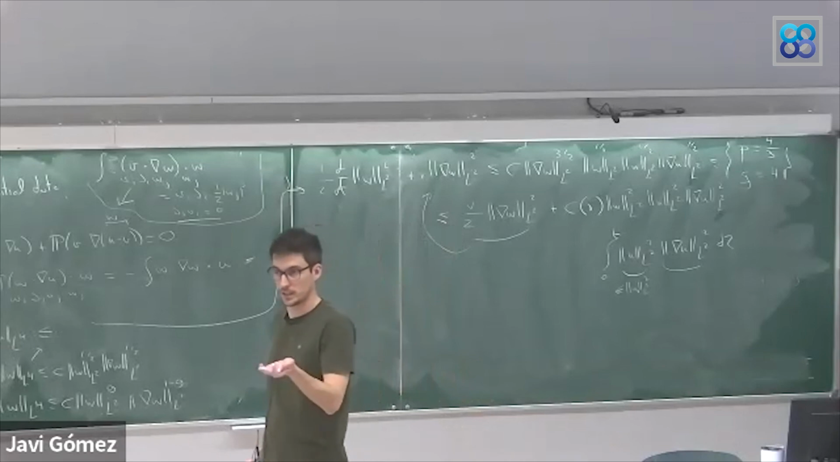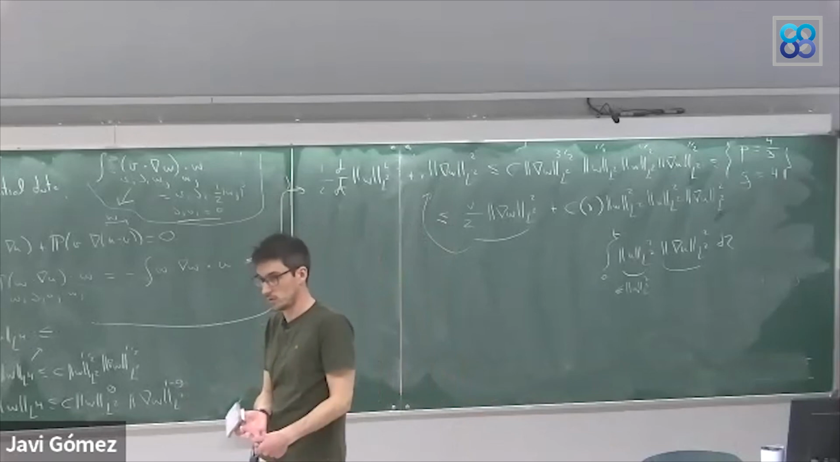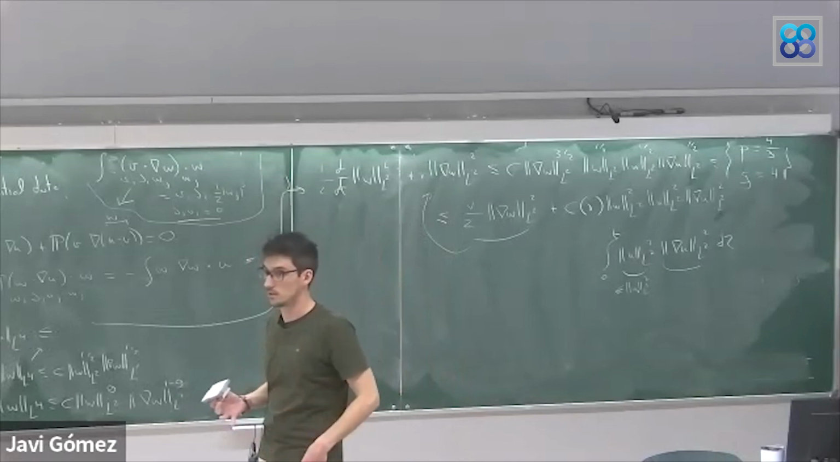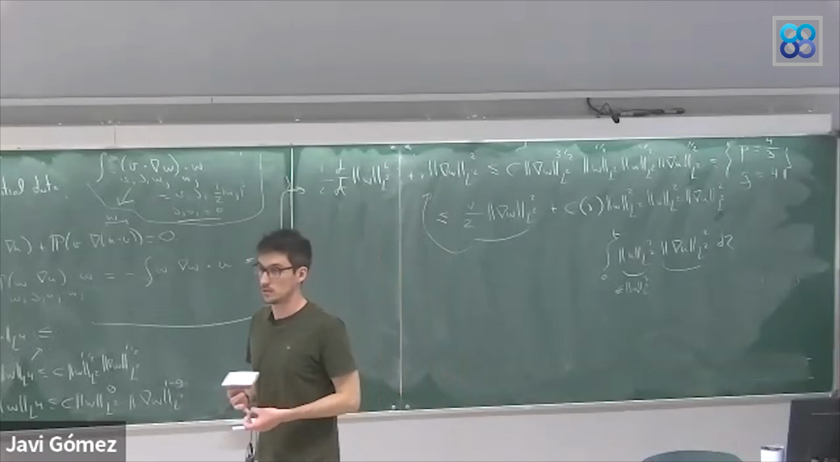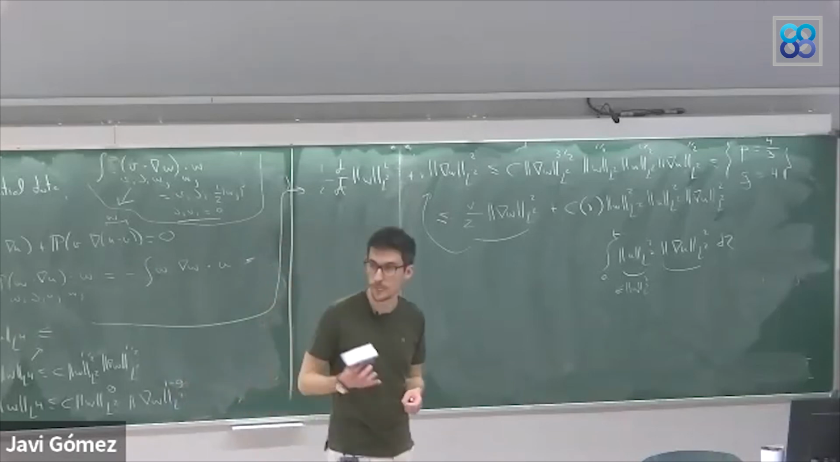Yeah, because there are other weak solutions for which non-uniqueness is known in 3D, or even start with solutions that don't satisfy the inequality.